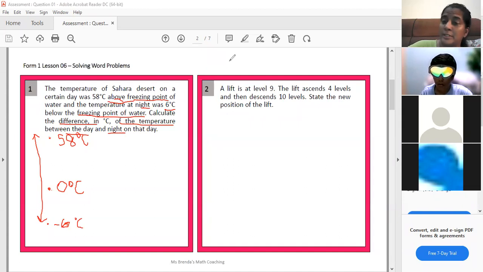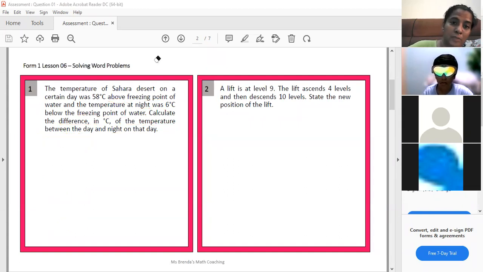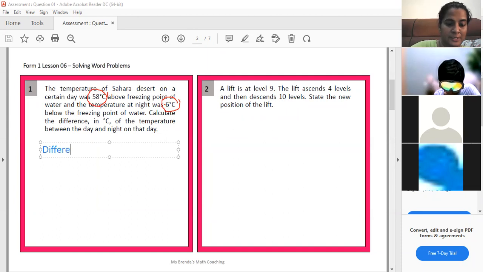When you talk about difference in maths, it's always minus, right? So over here we have 58 degrees, and the other one is -6 degrees Celsius because it's below. So how are you going to solve this? Write it out like this on your side. Difference on your module equals 58 degrees Celsius minus -6 degrees Celsius.